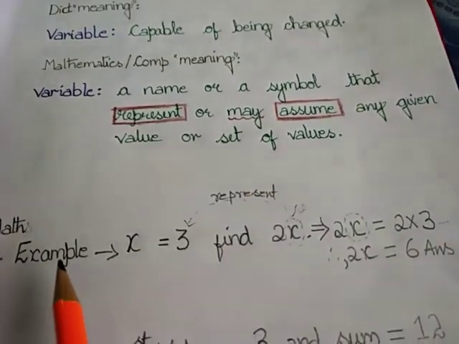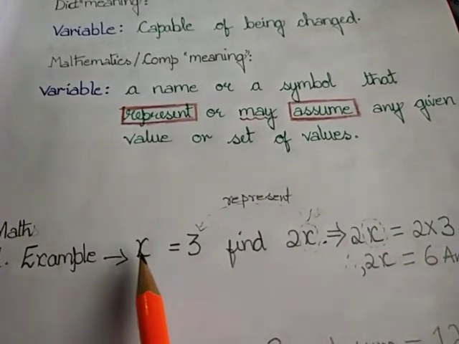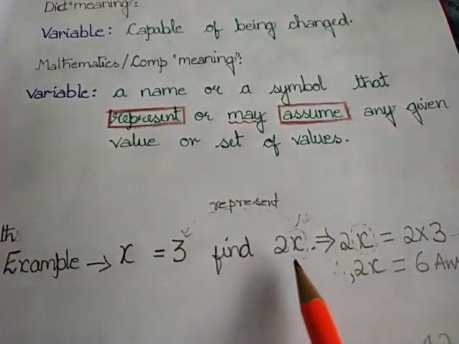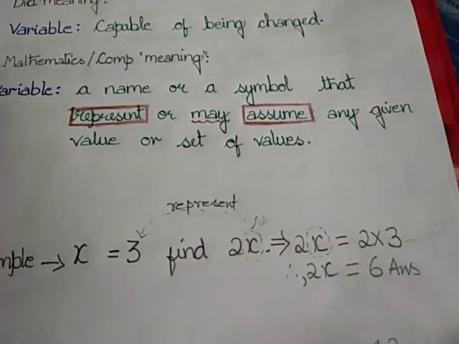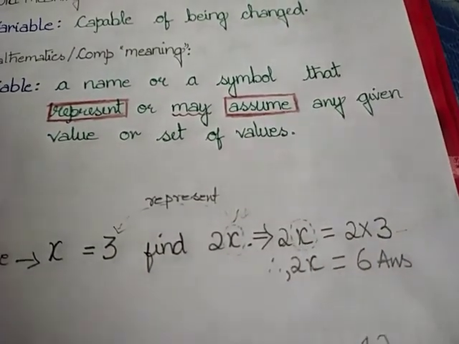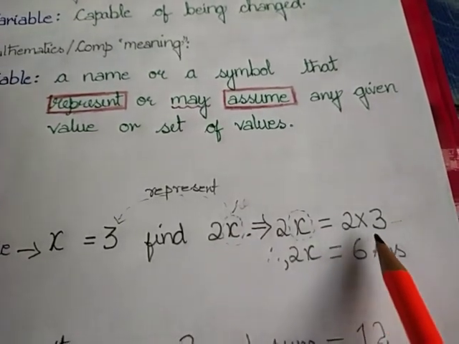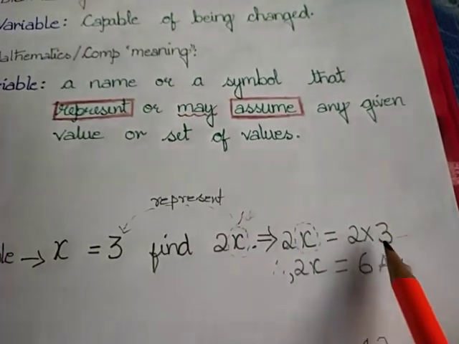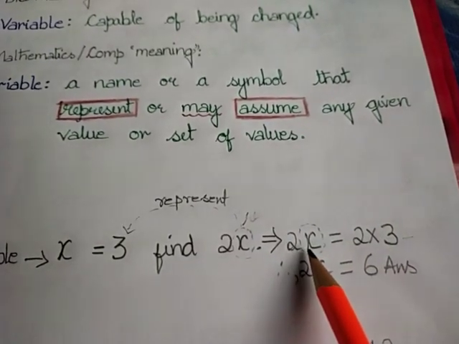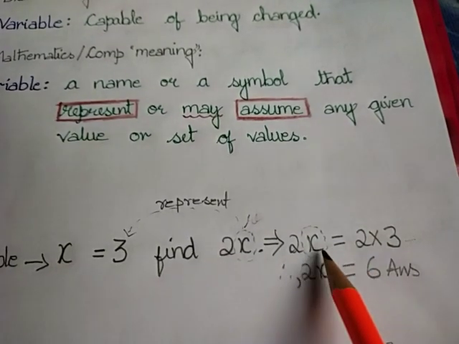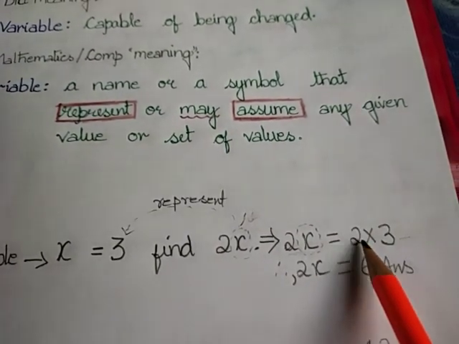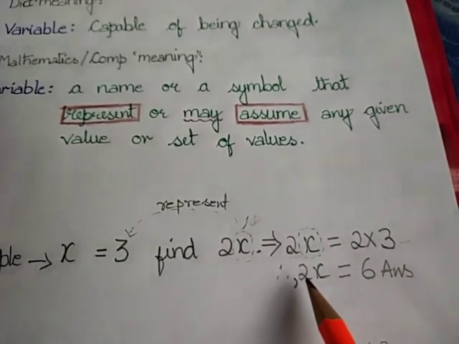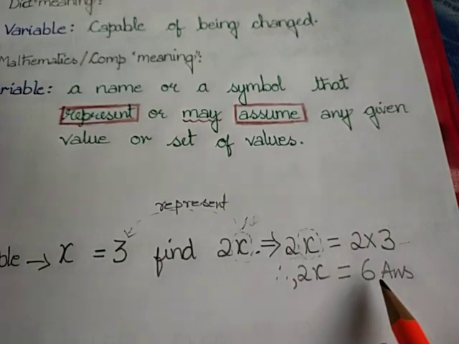So let's see over here. Let's say in maths, I have x is equal to 3 and find the value of 2x. Therefore, the value of 2x over here, it will be what? 2 into 3. That means this value 3 is being represented by the symbol x. Therefore, this expression I can write as 2 into 3. Substitute the value of x by 3. Therefore, 2x is equal to 6.